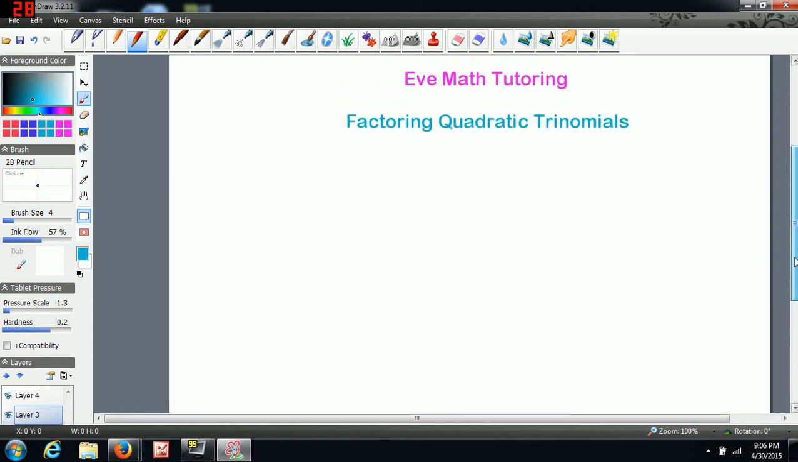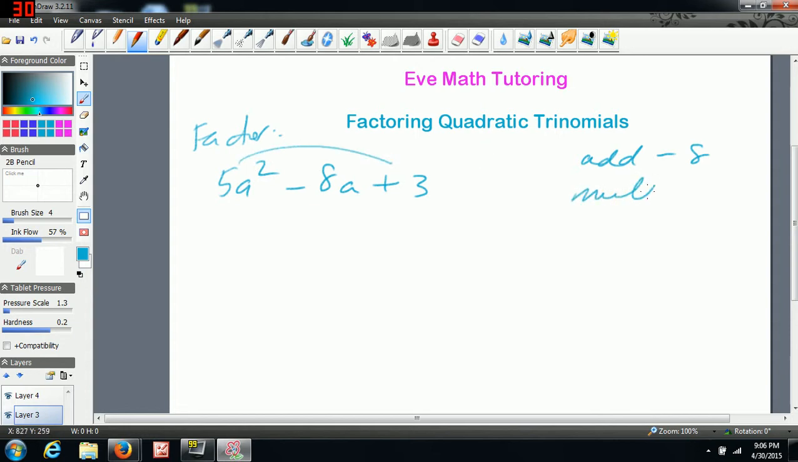Let's do a few more examples here. So let's try 5a squared minus 8a plus 3. The question is to factor. So I want two numbers that add to negative 8, the middle term, and multiply to 5 times 3, so positive 15. So those two numbers would be negative 3 and negative 5. So I do 5a squared minus 5a minus 3a plus 3.